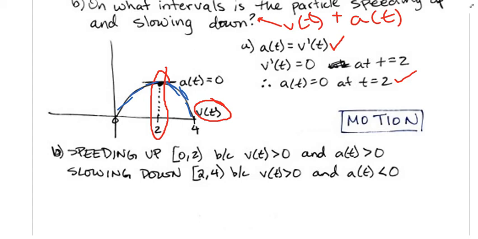Therefore, the slope is negative. Acceleration is negative. It's the opposite of velocity, which is positive. Therefore, you're slowing down on the interval from 2 to 4.